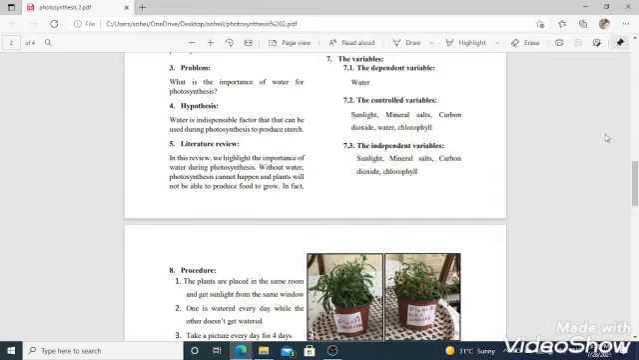Third, the independent variables. The independent variables are the variables that are changed or controlled in a scientific experiment to test the effects on the dependent variable. The independent variables in this experiment are sunlight, mineral salts, carbon dioxide, and chlorophyll.